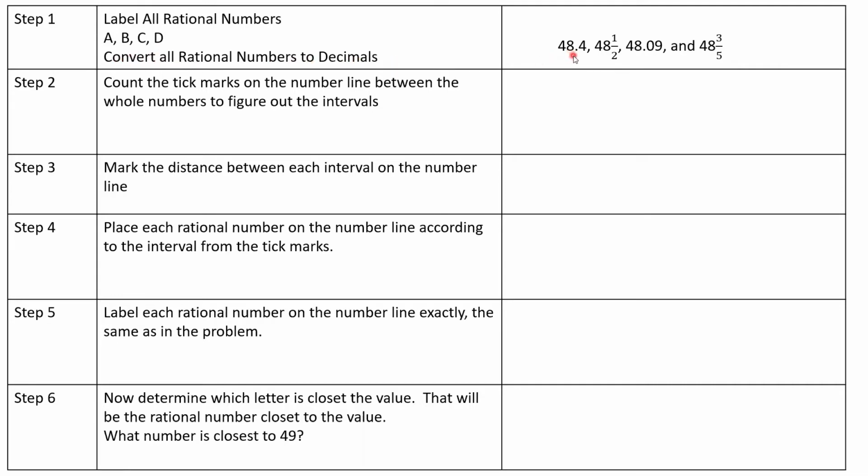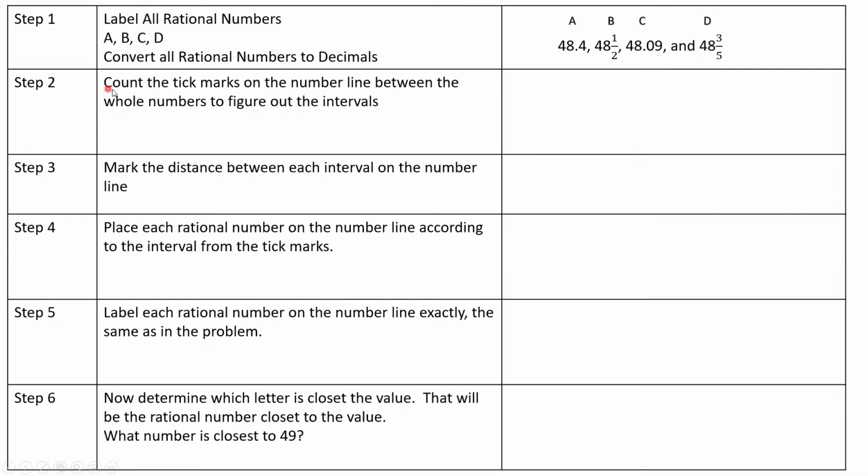The first number we're going to label as A. Our first number is labeled as A, which is 48 4/10. Our next one will be 48 1/2, 48 9/100, and 48 3/5 or 48 6/10.